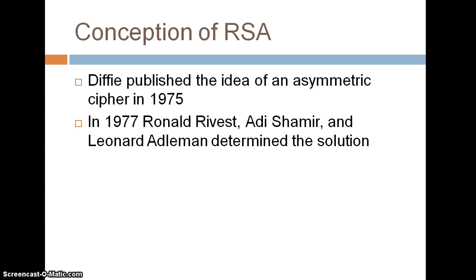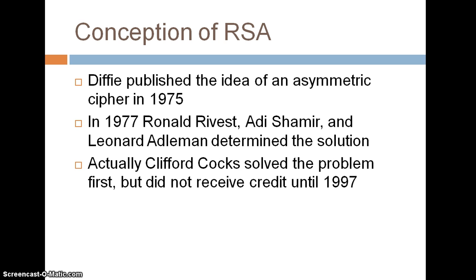So in 1977, Rivest, Shamir, and Adelman found the solution, which is the RSA algorithm, named after the first initial of each of their last names. But what I found interesting is that Clifford Cocks actually solved the problem first, but did not receive credit until 1997. He worked for the Government Communications Headquarters in the UK, but his work was classified. So even though he solved the problem, I think 4 years before Rivest, Shamir, and Adelman, he didn't receive credit until his work was declassified in 1997.